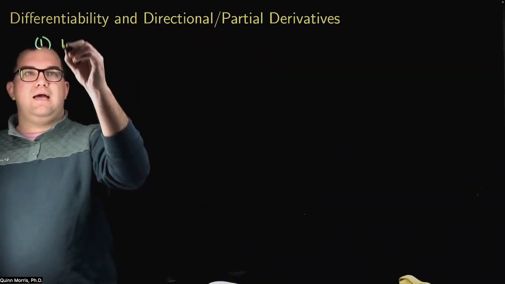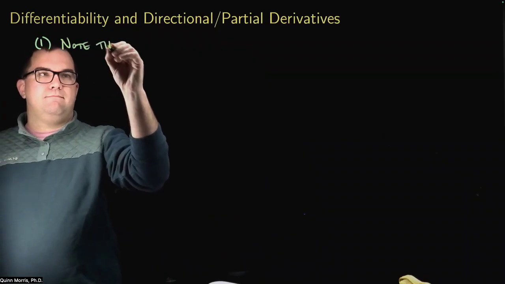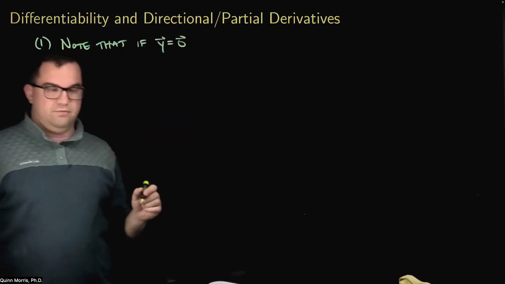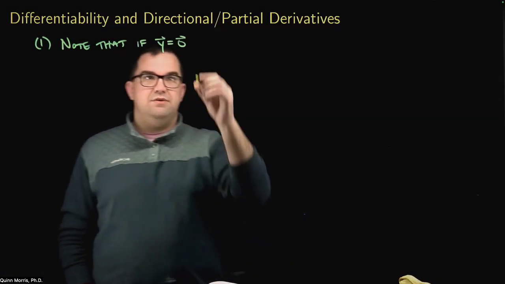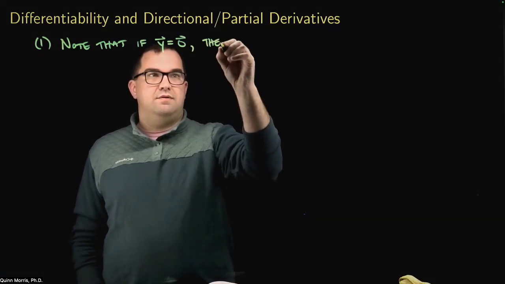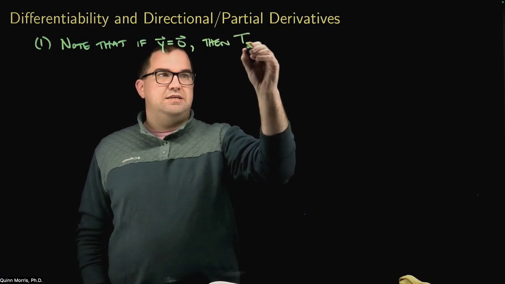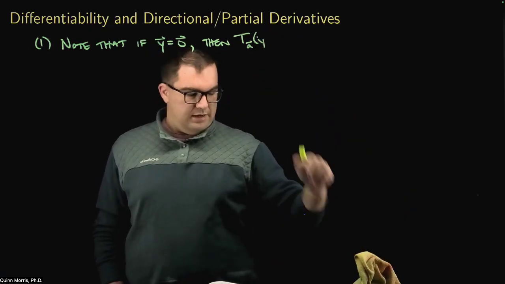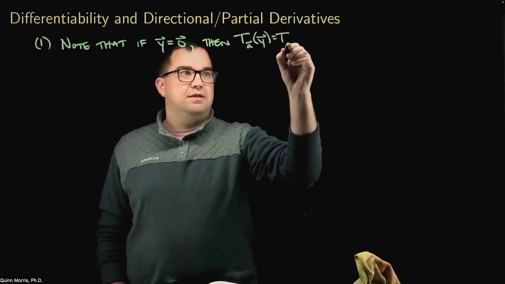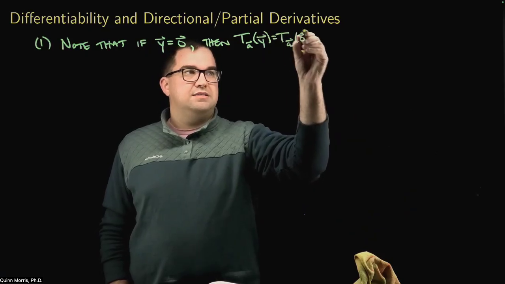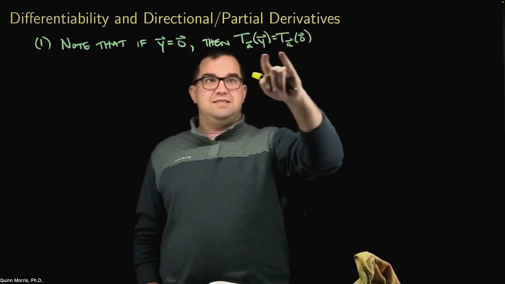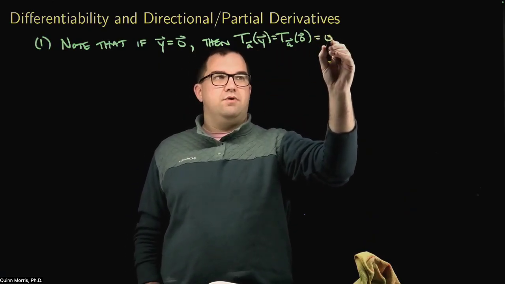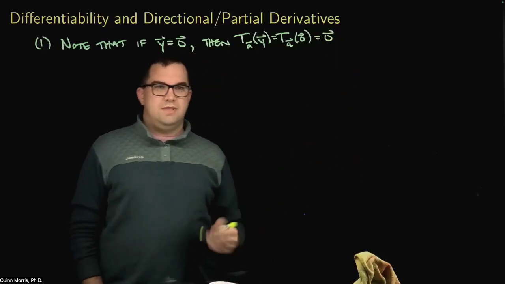Okay. So note that if y is equal to the 0 vector, then T sub A evaluated at Y is just going to be T sub A evaluated at the zero vector. Again, we're assuming F is differentiable, so this is, in fact, a linear transformation. Any linear transformation applied to the zero vector is just zero. So that's just equal to zero.